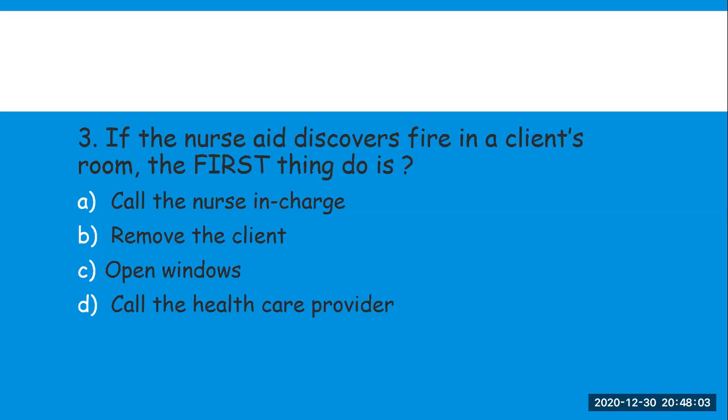Next question. If the nurse aide discovers fire in a client's room, the first thing to do. See the question, the word first is in upper caps lock. So you can see clearly that all these things will be done, but what is the first thing to be done is asked clearly. So A, call the nurse in charge; B, remove the client; C, open windows; and D, call the healthcare provider. So the right answer is remove the client.